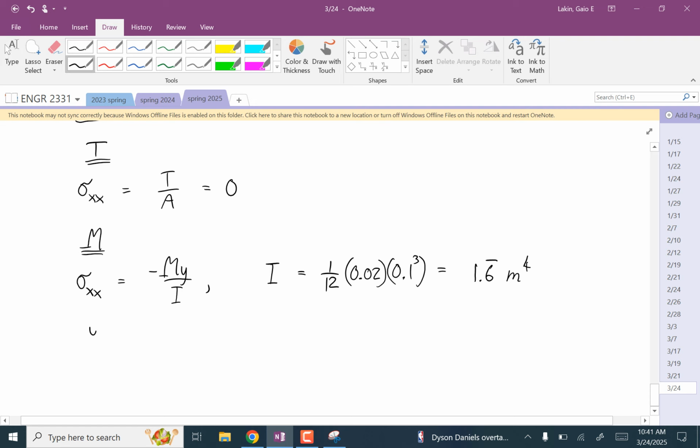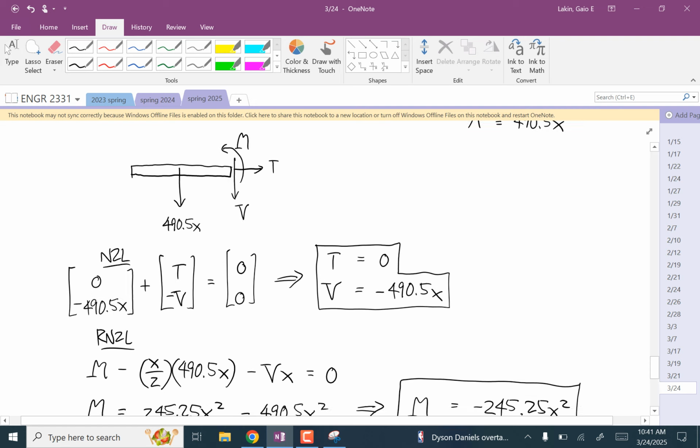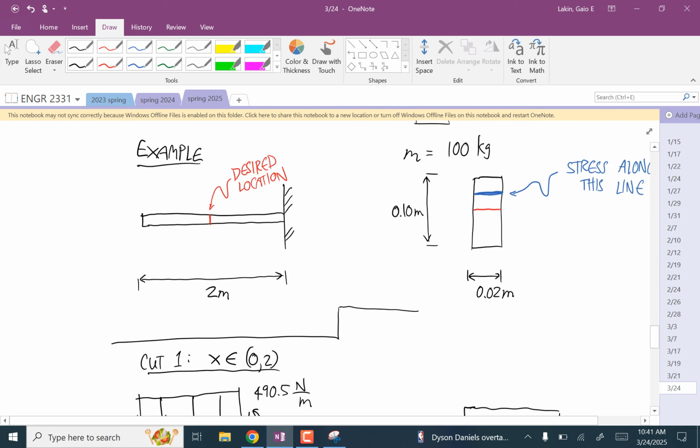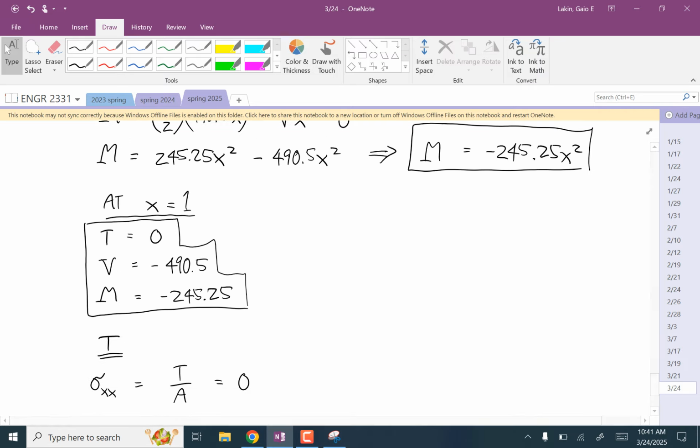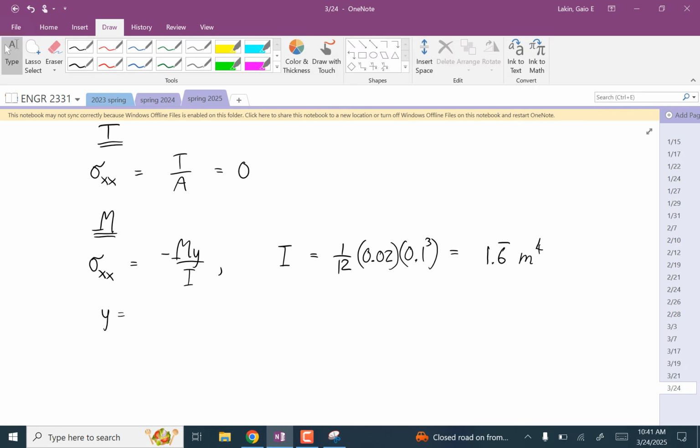Our Y value, if we look at the cross section, what's the Y value at that blue line? If you go from the neutral axis all the way to the top, that's 0.05. That's half of the height. We're going half of that distance, so it's 0.025. And it's positive because we're above.